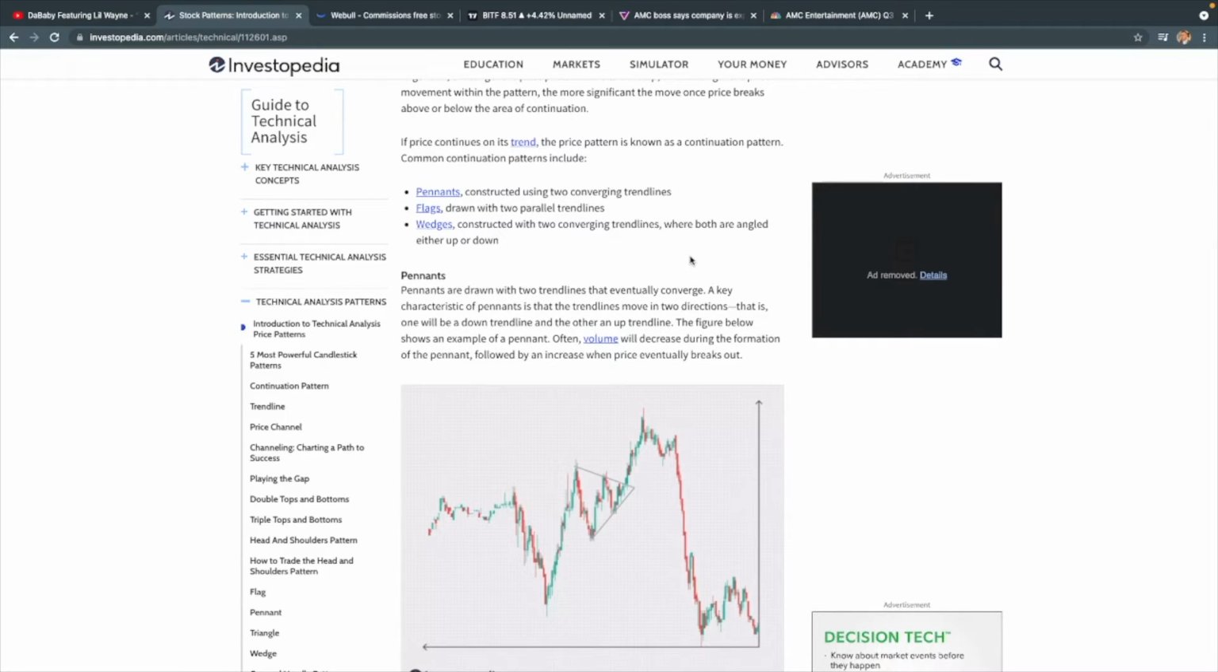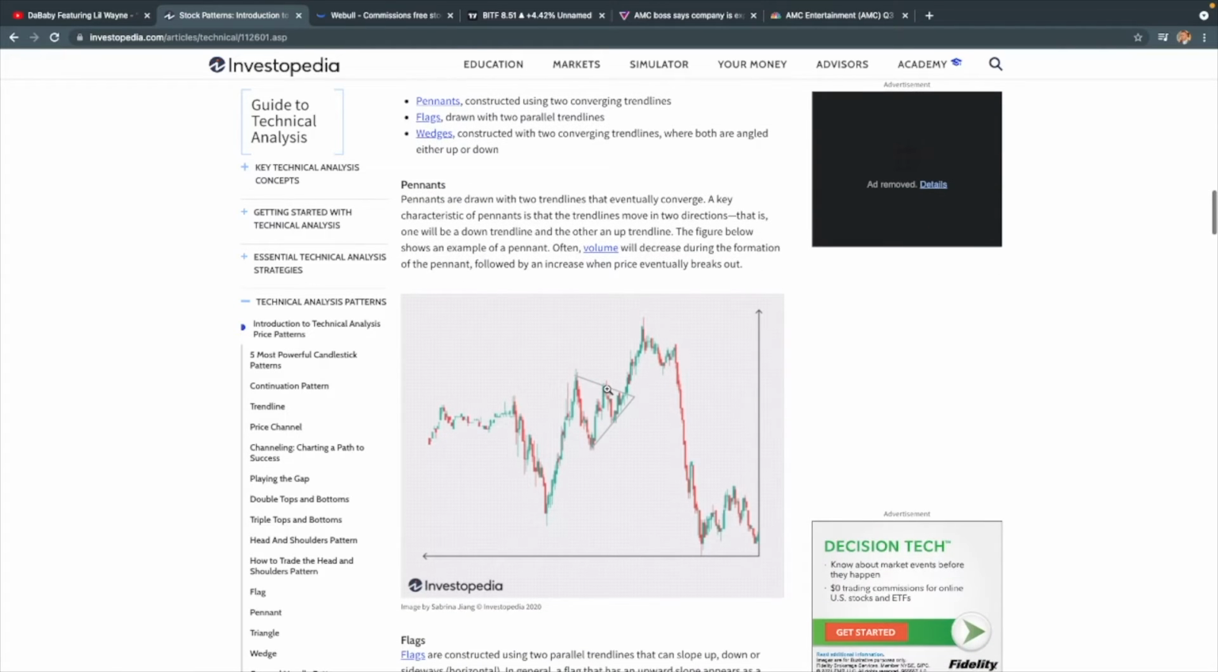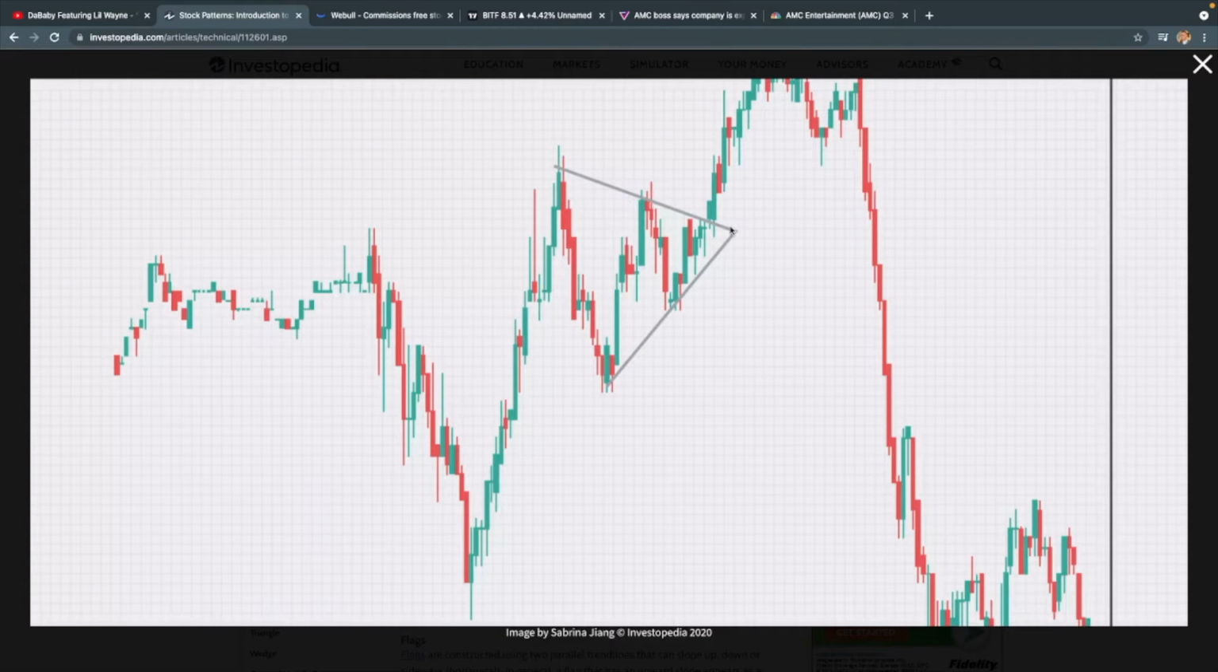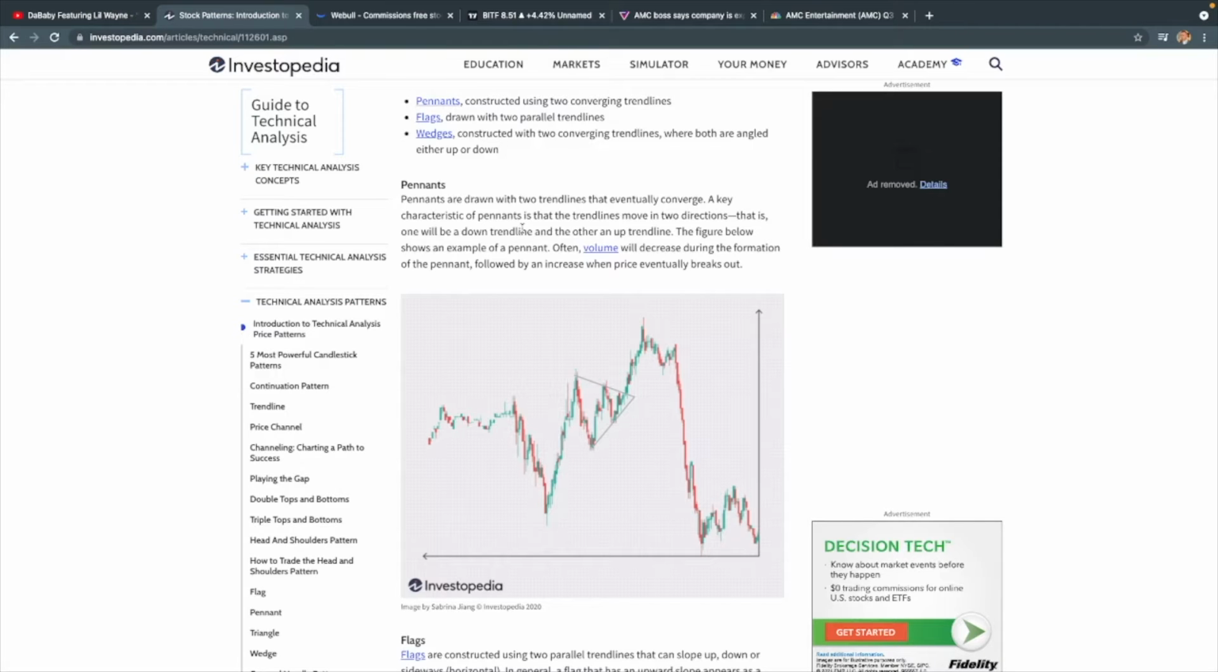So you have these three basic ones right here. You got your pennants, your flags, and your wedges, okay? So this is going to be a pennant. Right here, boom, okay? Pennants are drawn with two trend lines that eventually converge. A key characteristic of pennants is that the trend lines move in two directions. That is, one will be a downtrend line and the other will be an uptrend line, okay?